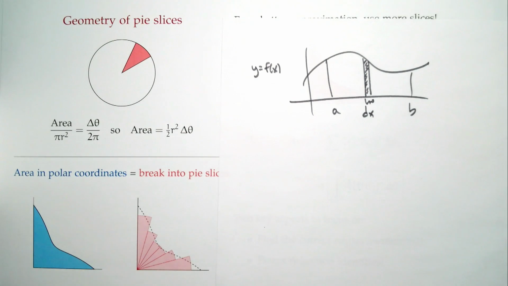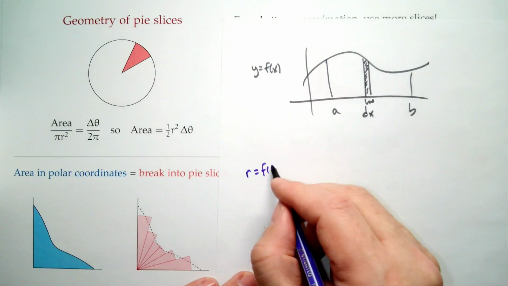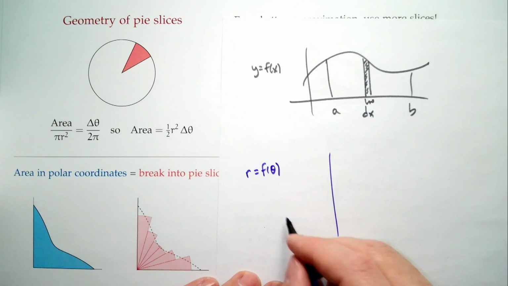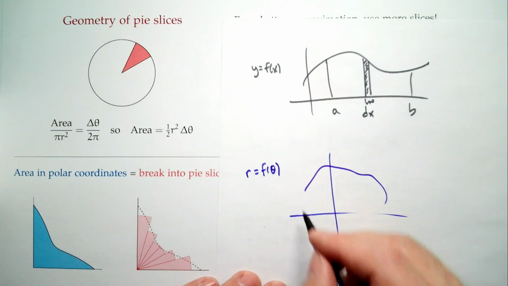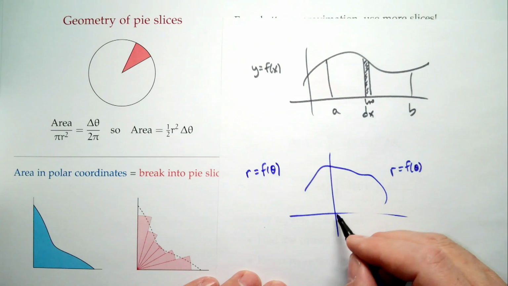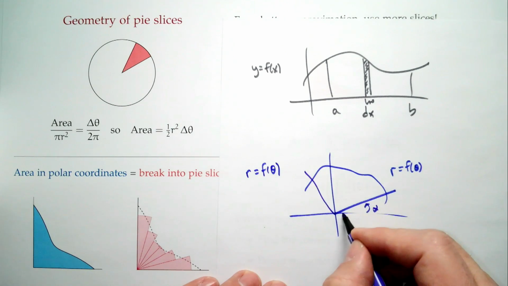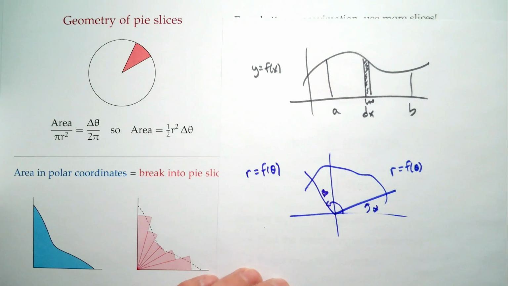Now we're in polar coordinates. So polar coordinates means that we're going to switch our thinking. We're not thinking of y as a function of x. We're now going to think of r as a function of theta. And what happens here is we have some curve coming around here, r equals f of theta. And we're going from some angle here, I'll call this angle alpha, to some other angle over here, we'll call this angle beta. So we're going from angle alpha to angle beta.